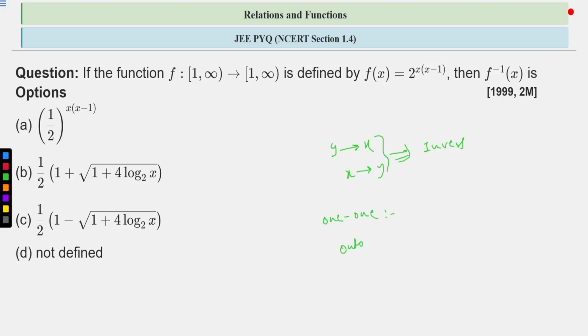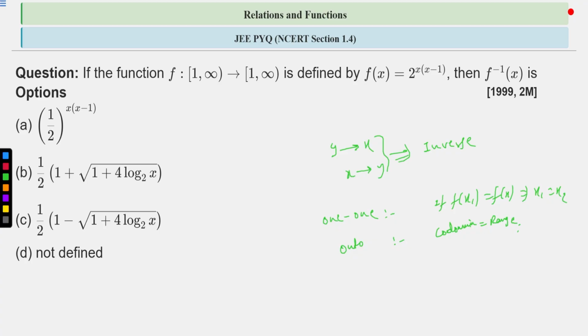What is the condition of one-one? We know that the condition of one-one is the function must be either strictly increasing or strictly decreasing. Got it? Or analytically you can say that if f(x1) is equal to f(x2), this implies x1 should be equal to x2. This is the condition of one-one. And what is the condition of onto? Codomain should be equal to range. Clear? So these conditions we need to check.